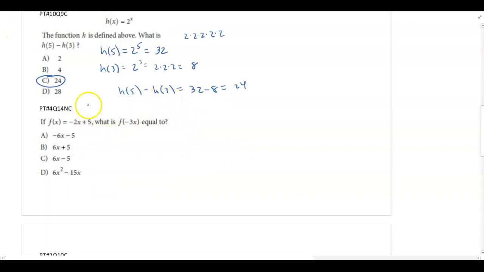So the next one, I know we've hit this one before, right? But I do want to reiterate this one because it's pretty important. So if f of x equals negative 2x plus 5, what is f of negative 3x equal to? Basically, everywhere I see an x, I'm basically taking this value and replacing x with it. So negative 2 times negative 3x plus 5. Negative 2 times negative 3x is positive 6x plus 5, which is letter B.